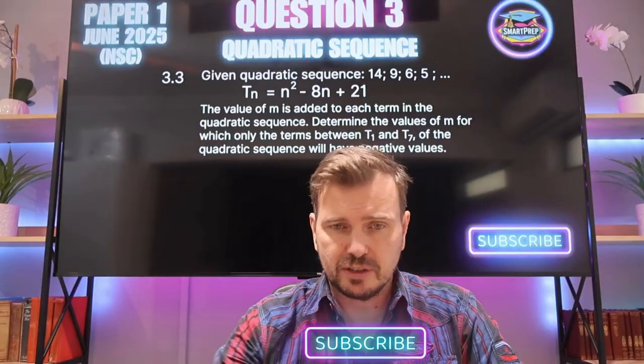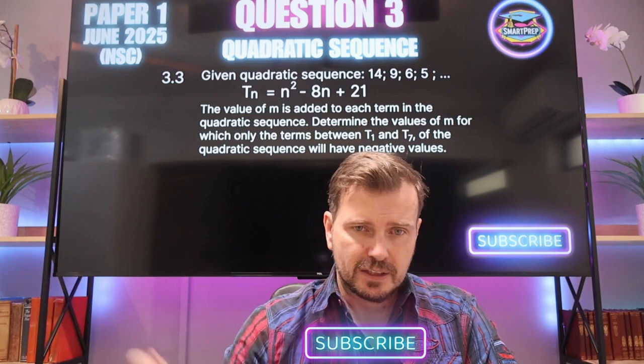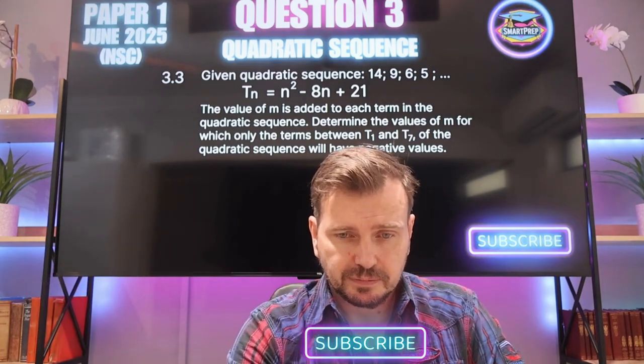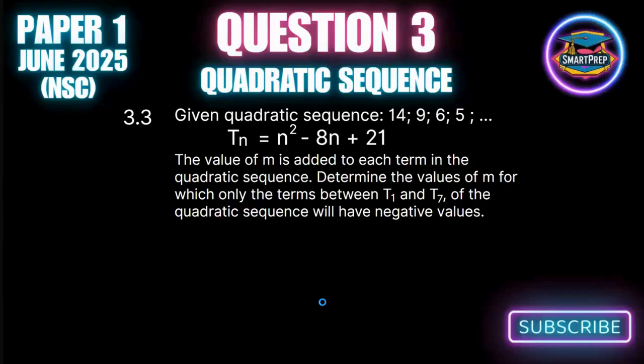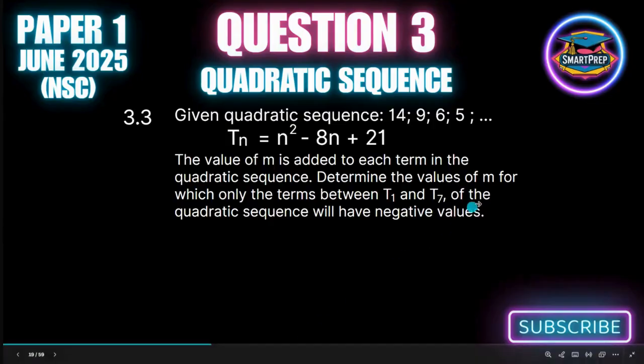If you are just looking for the answer to this question 3.3, then stay here and let's get to it. Alright, so this question says the quadratic sequence 14, 9, 6 and 5, etc. is Tn equals n squared minus 8n plus 21. In 3.1 we showed how you get here, and now what we need to do is determine the values of m for which only the terms between t1 and t7 will have negative values.